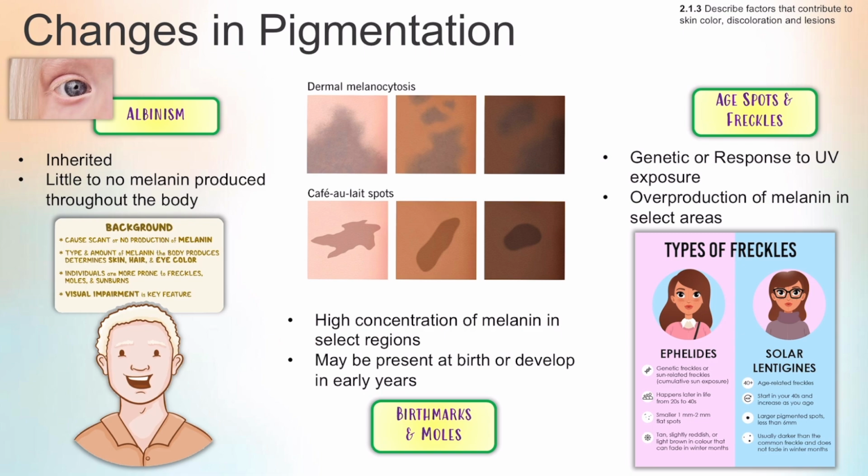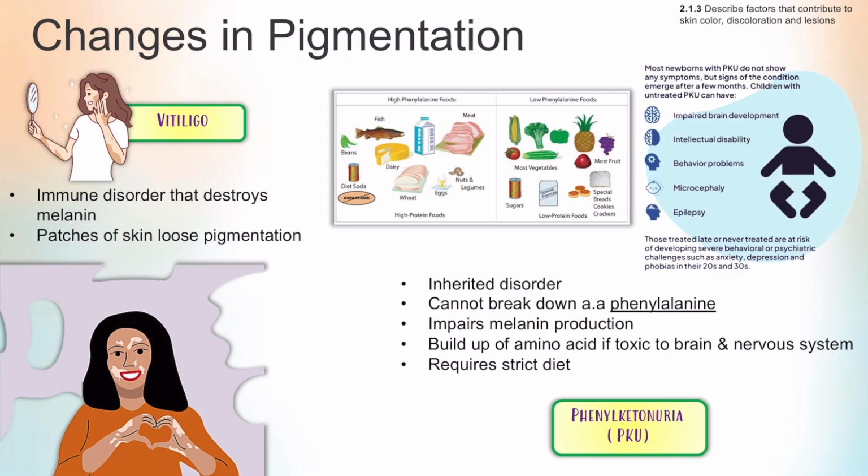All right, our next one is going to be vitiligo. So this is an immune disorder that is going to destroy melanin. It is actually going to attack those melanocytes and prevent production of pigmentation. So what we will see is that as a person who has vitiligo is aging, they typically will have more and more loss of pigmentation throughout their life. Winnie Harlow is a really great example of somebody who has vitiligo. She uses hers as a wonderful means of expression and advocacy.